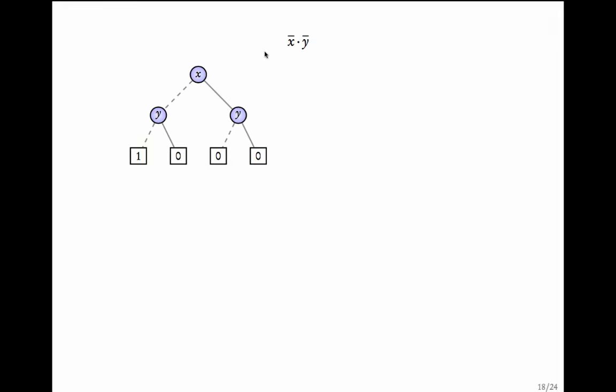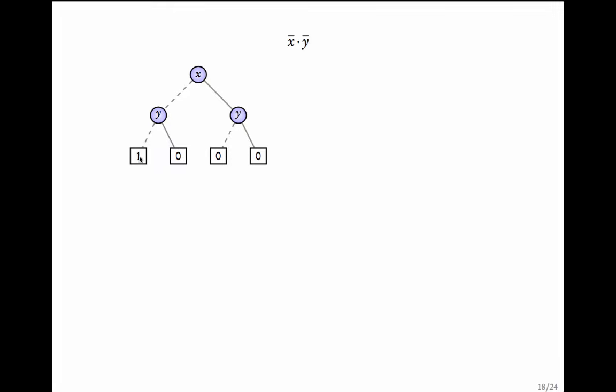So consider the Boolean formula x bar dot y bar. This is the binary decision tree representation. This is equivalent to the truth table. 0, 0 goes to 1 because x bar dot y bar, 0 bar is 1 and y bar, 0 bar is 1 again. So 1 dot 1 will be 1. 0, 1 will go to 0. 1, 0 will go to 0 and 1, 1 will go to 0 again. Fine. Can we represent this in a better way?